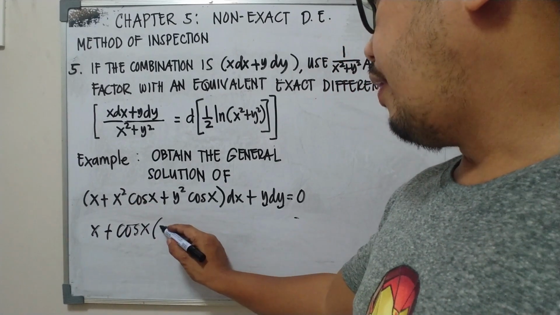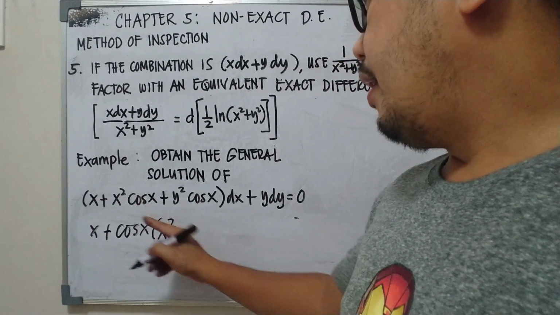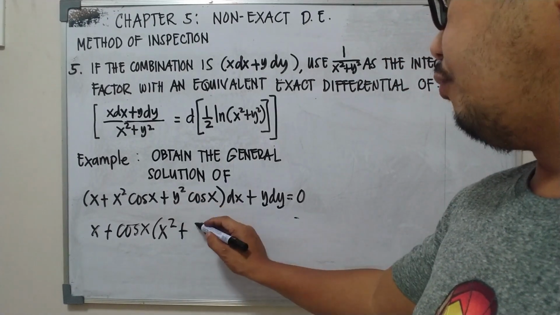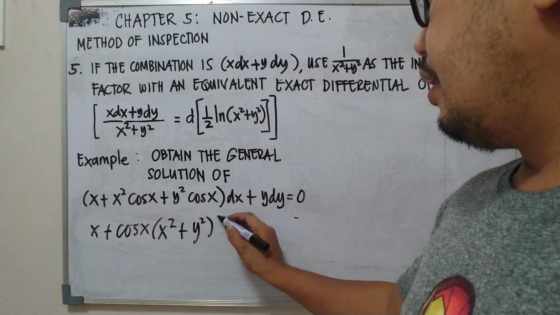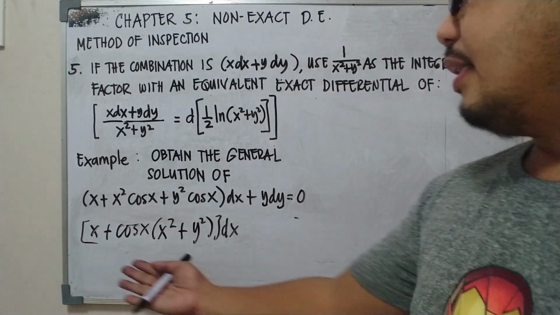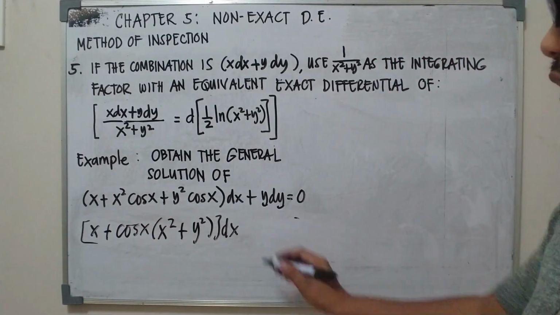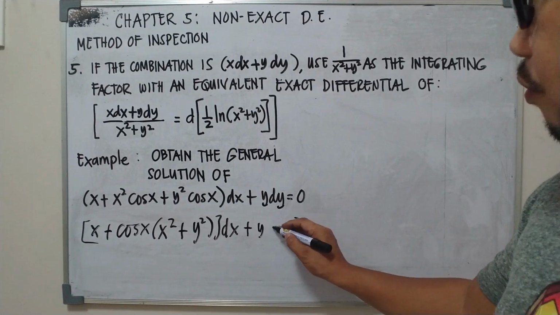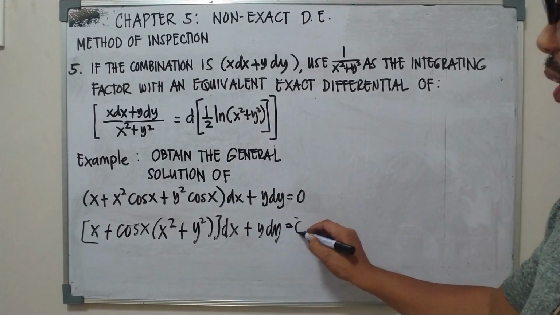Then, since you factor out cosine of x, remaining here will be x squared plus, and remaining sa last term will be y squared. And this is all multiplied by dx. Diba? This is just the same as the original equation. Kumbaga, in-arrange ko lang siya. Okay? Y dy. And this is equals to 0.